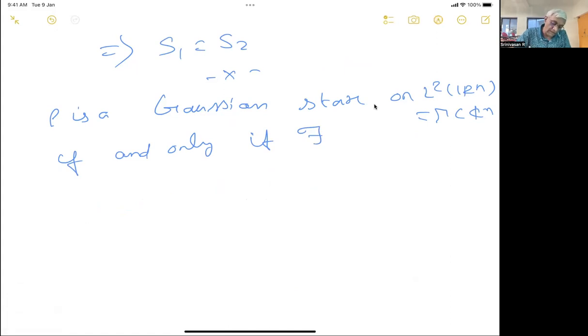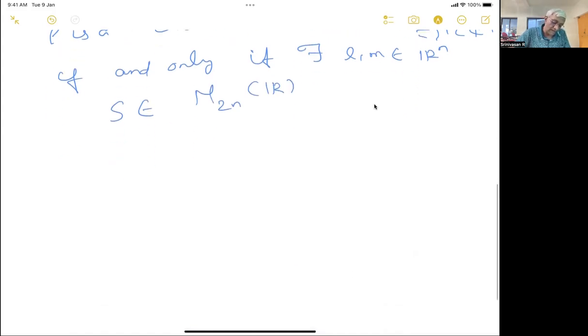There exists L and m in R^n, so that L plus im is in C^n, or (L, m) as a vector is in R^2n, and S is a matrix in M_2n(R) satisfying 2S minus iJ is greater than or equal to 0, whatever it means.